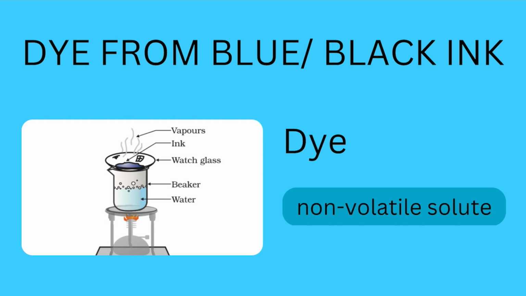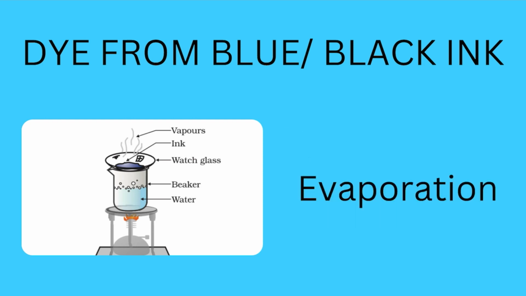Now what is left behind is the dye. Dye is the non-volatile solute in this mixture. In this mixture, that is ink, you have the solute, which is the dye, which is non-volatile, and you have the solvent water, which is volatile in nature. Now since we heated the mixture, the water turned into water vapors and evaporated, and we are left with the dye that is non-volatile in nature.